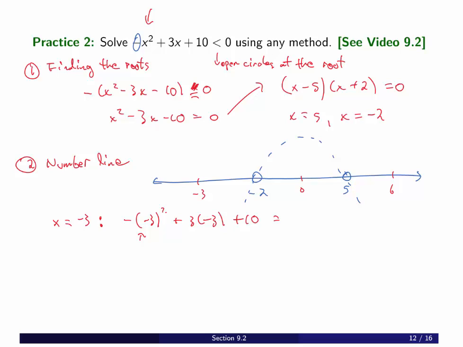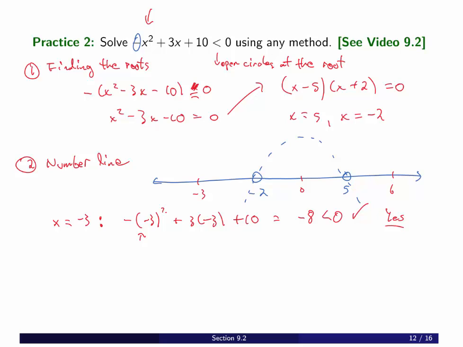Minus 9 plus 10 equals -8. Is that less than 0? Oh, yes it is. So it satisfies it. So, based on your experience of working with the previous example, what do you think the solution will be?